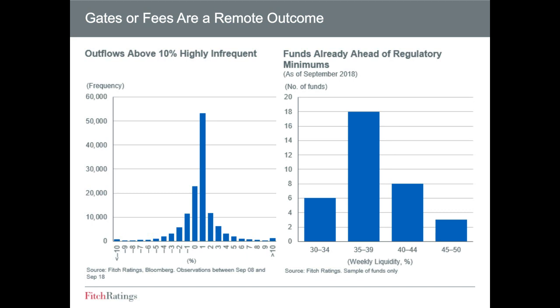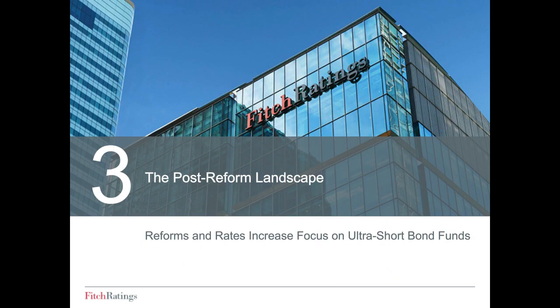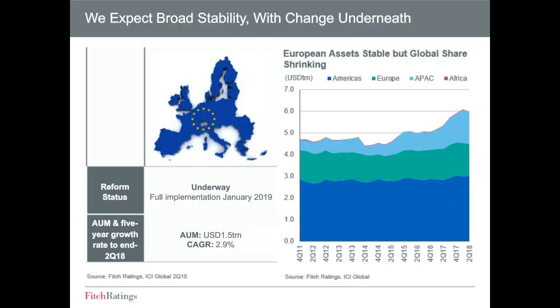2019. So, to move on to our next section, which is to talk a little bit about the post-reform landscape. Well, we expect broad stability, actually. We don't think the reforms are going to have that material effect on assets under management in money market funds. The earlier voting slide suggested there may be some attrition in the euro segment, but honestly, euros account for a relatively small share of the total asset.